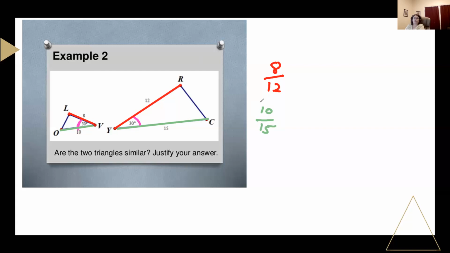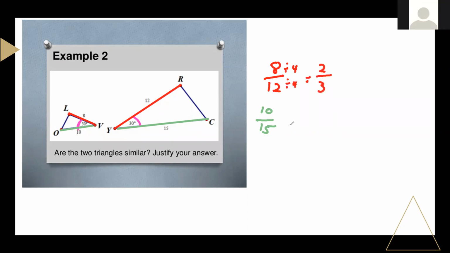If these reduce to the same number, then it is similar. If they don't, then they are not similar. So let's look at the first one. What number could go into 8 and 12 equally? 4. So when I divide by 4, you get 2 over 3.